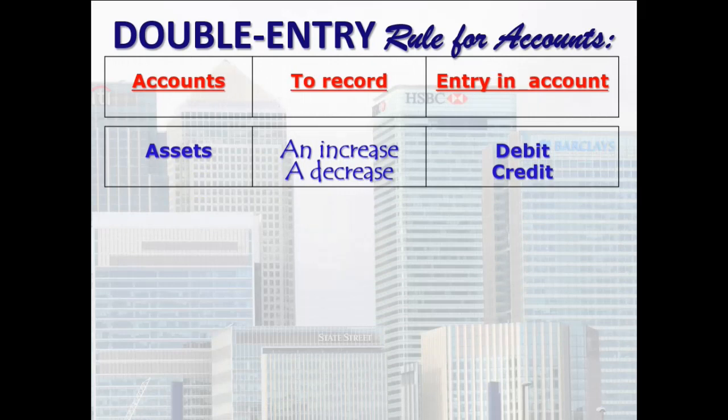In the previous session, we looked at double entry rules, and these rules are important and will help us to answer the question, why do banks credit my account when I deposit money, and why do they debit my account when I withdraw money? When we looked at the double entry rules, we said that when an asset increases, we debit the account, and when an asset decreases, we credit the account.